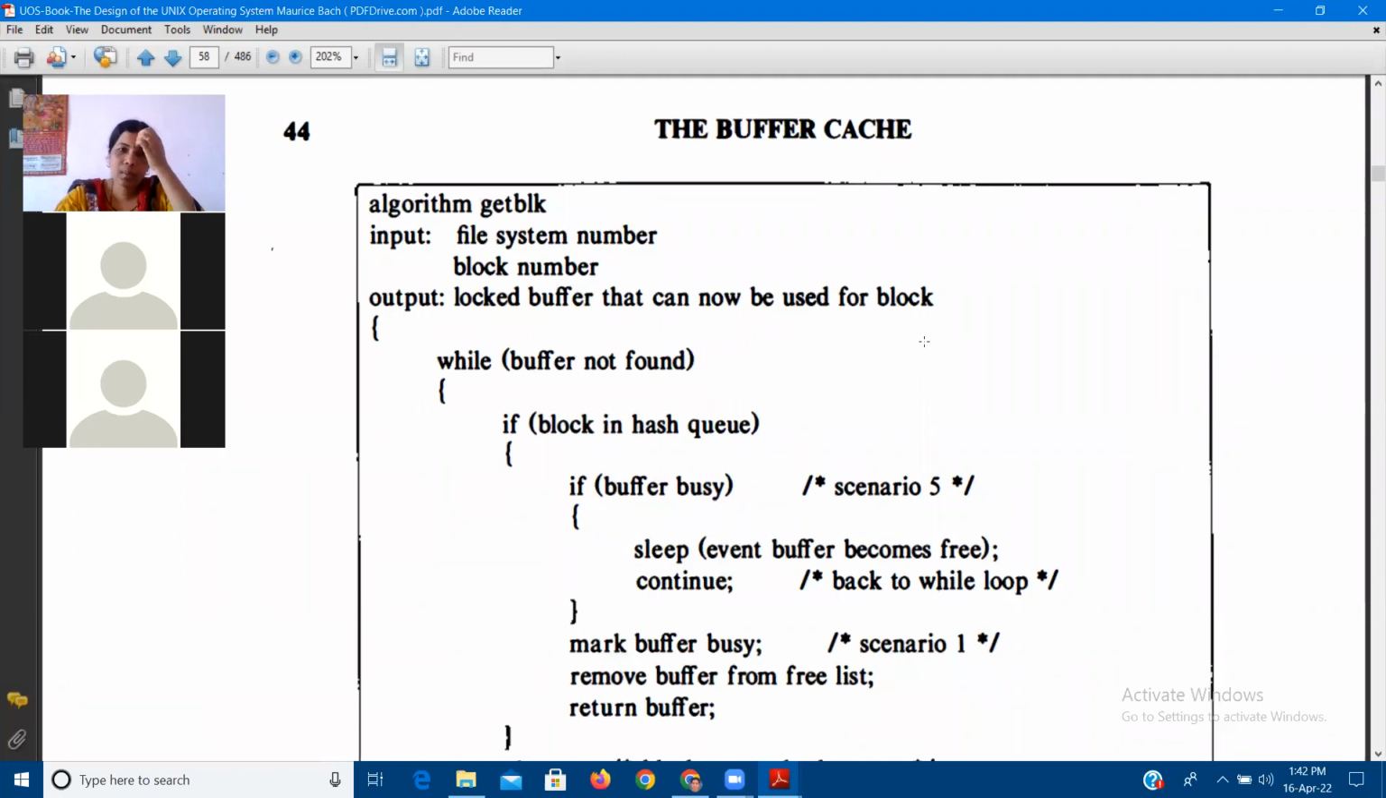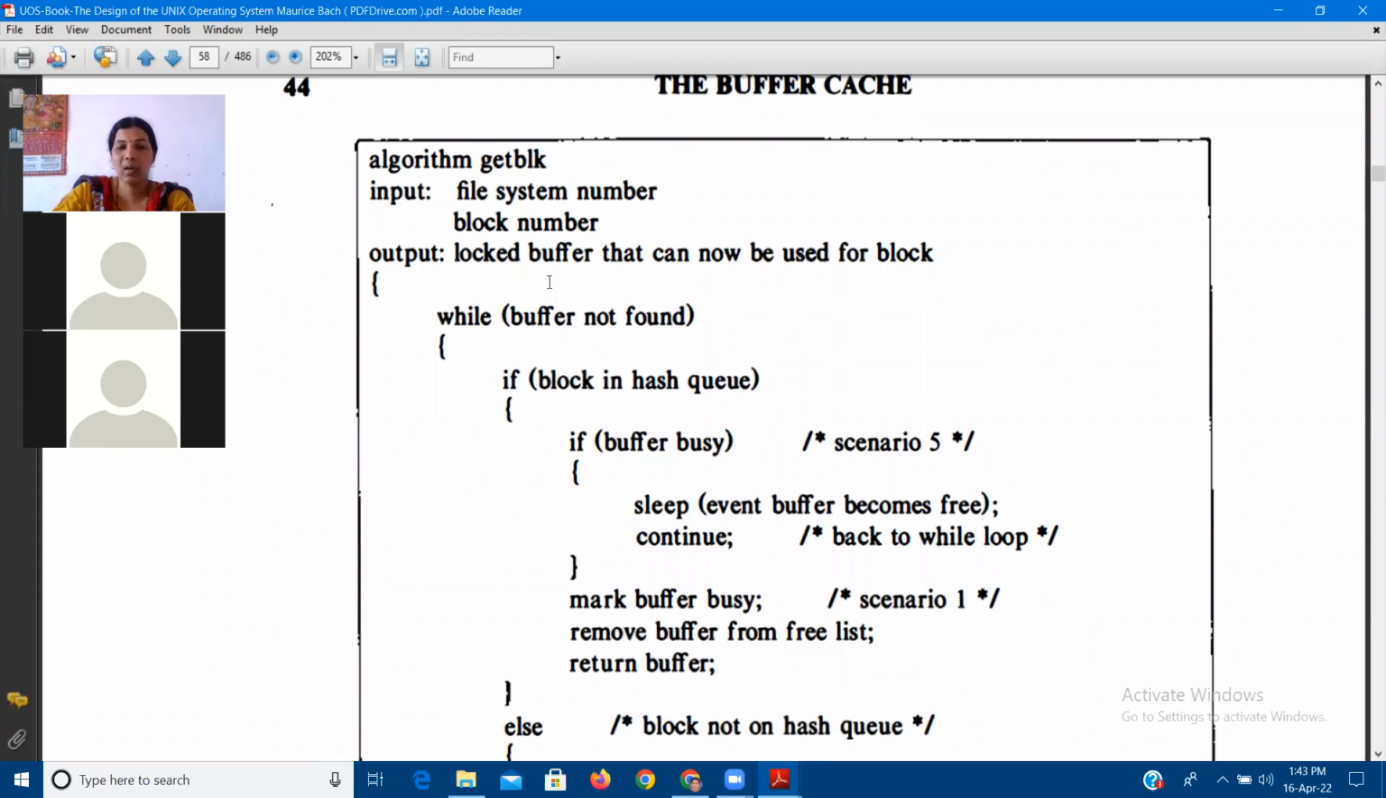block. Actually, what will we use the buffer for? Either the buffer will be used for reading purpose or for writing purpose. So that's why we are asking for the buffer. So after removing the buffer from the buffer cache, it will be locked. It will be busy, either with the reader or writer. That's why the output is a locked buffer that can now be used for the block. Okay, so it is a locked buffer. It's not an unlocked buffer.